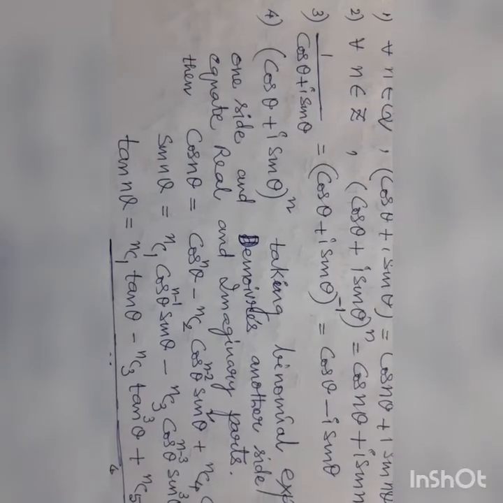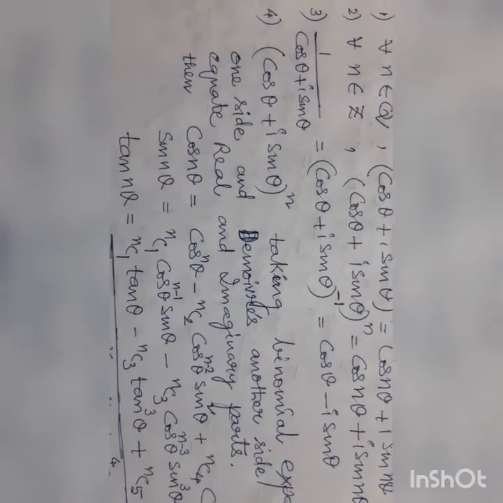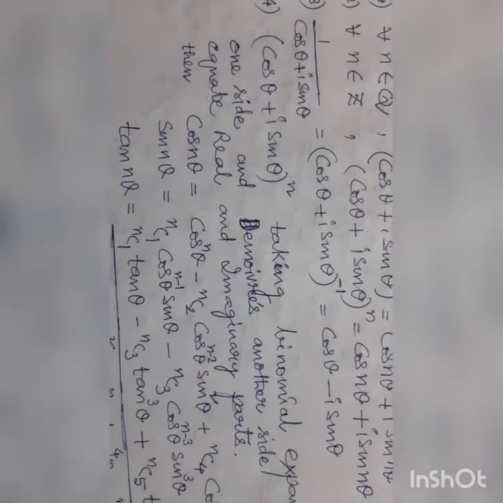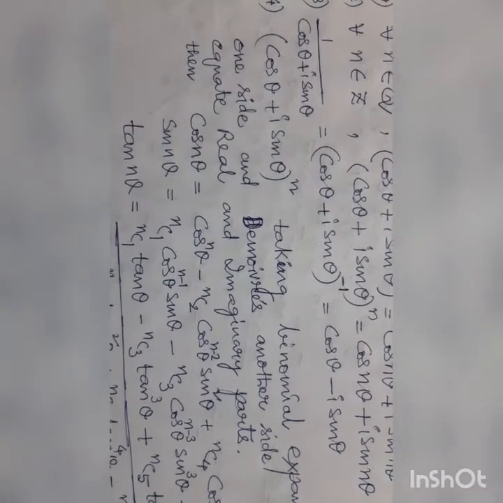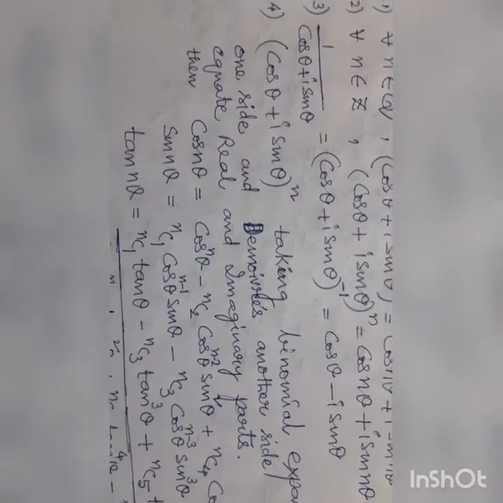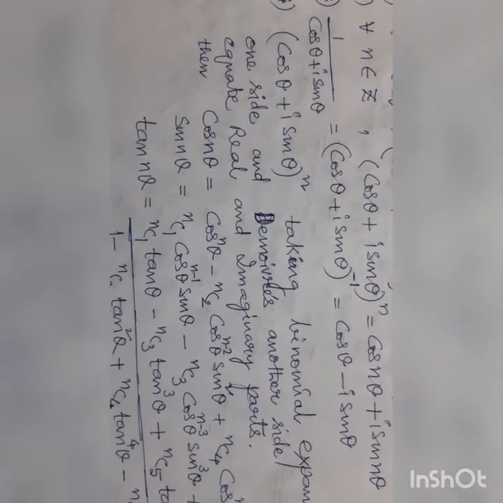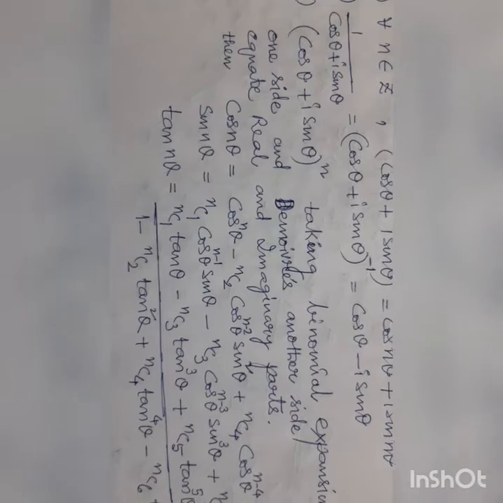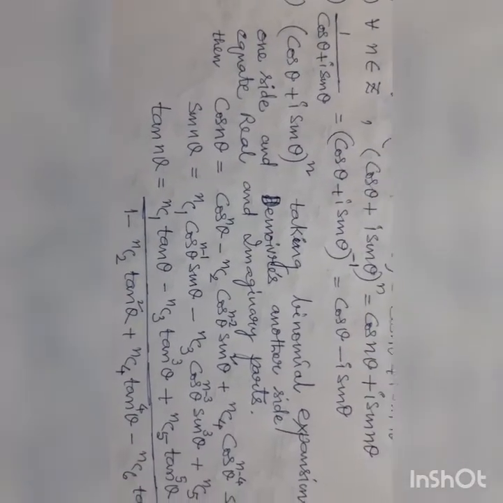You have learned in lower classes (x plus y) whole to the power n equals x power n plus nC1 x power n minus 1 y power 1 plus nC2 x power n minus 2 y square plus nC3 x power n minus 3 y cube. Like this, the binomial expansion will be there. Even in 10th class, you have learned it. So, one side binomial expansion, another side De Moivre's.